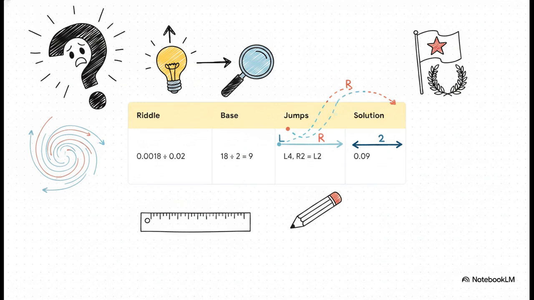But to you, you see right through it now. The base truth is simply 18 divided by 2, which is 9. The first number pushes the decimal 4 jumps left. The dividing number pushes it 2 jumps right. The net movement? Exactly 2 jumps to the left. Start at 9.0, jump left twice, and you land elegantly on 0.09.